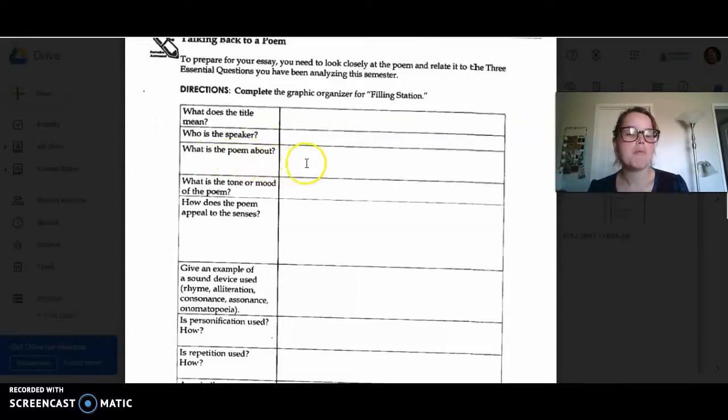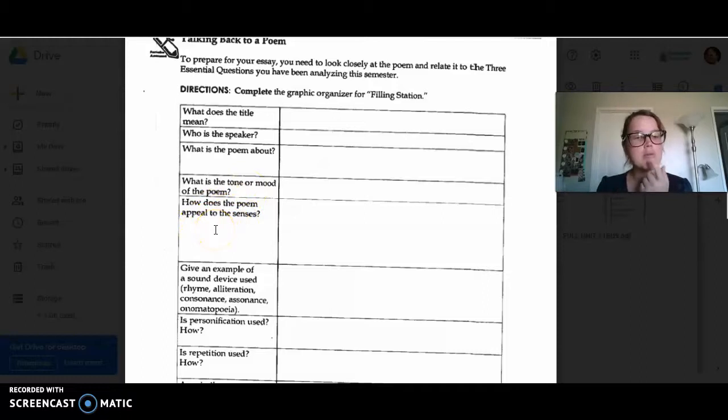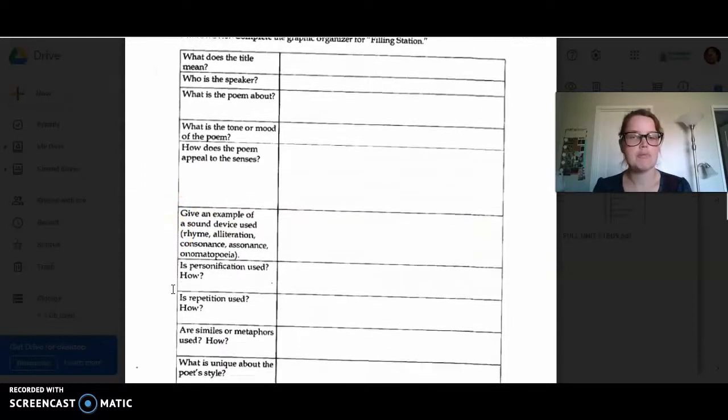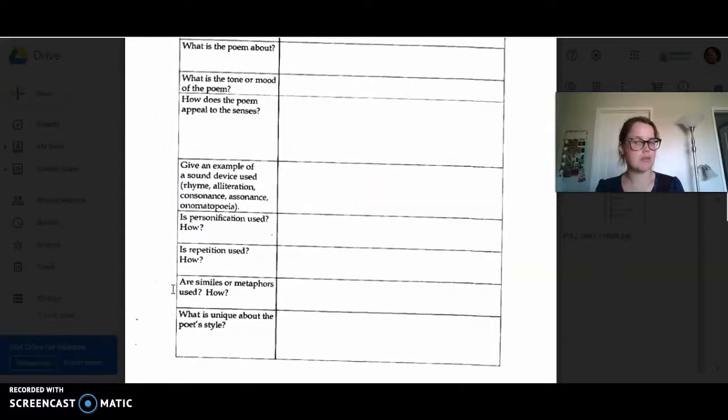What is the poem about? What is the mood or tone of the poem? How does it feel? How does the poem appeal to the senses? So remember, that's sight, smell, taste, hearing, and touch. Give sound devices, so rhyme, alliteration, consonance, assonance, onomatopoeia.